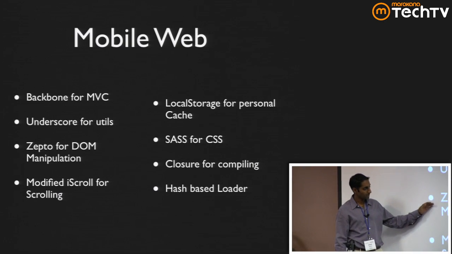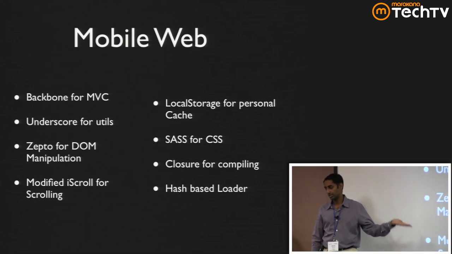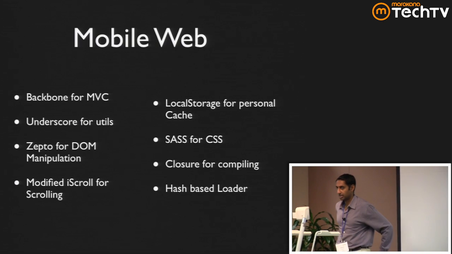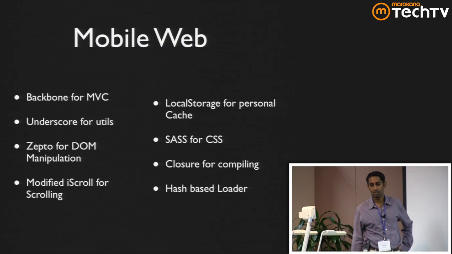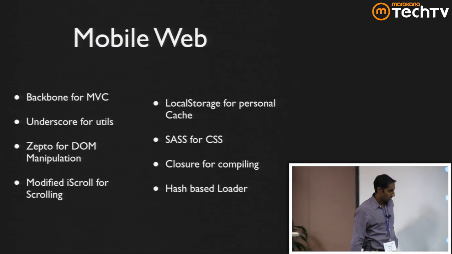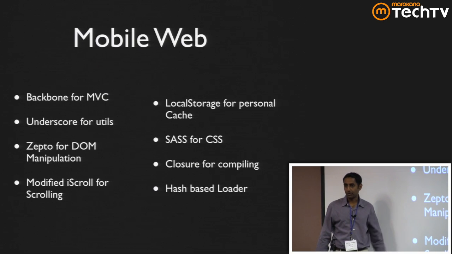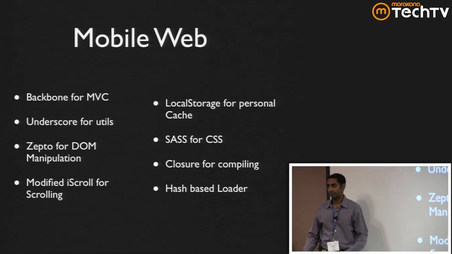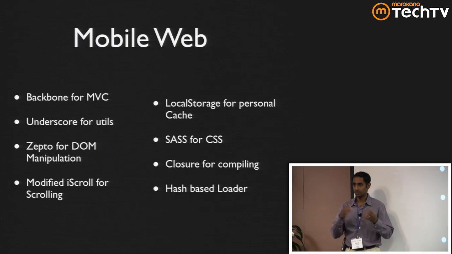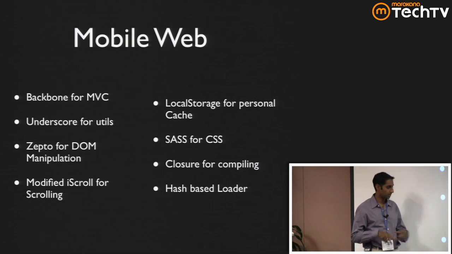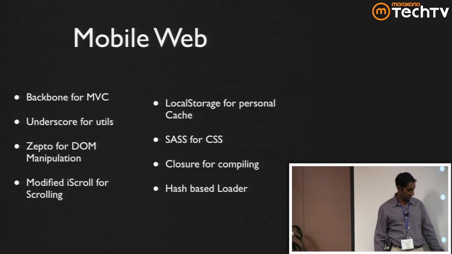Zepto is something we use for DOM manipulation. We use this instead of jQuery mostly because it's built for mobile. I think gzipped and compressed, it's somewhere around 4 kilobytes, which is super small compared to jQuery. And we use iScroll for scrolling, for the cases where fixed position elements aren't available. On iOS 5, fixed position elements were available, but before that they weren't, and on Android they aren't. So we use iScroll for scrolling.